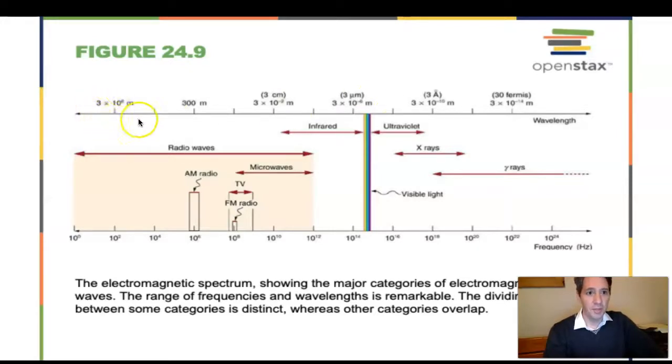This is showing us from very large wavelengths. You can see these are meters and kilometers long, but have a very low frequency, all the way down to very small wavelengths. This is on the order of the size of a nucleus of an atom, and therefore has a much higher frequency. And that relationship comes from the fact that the speed of the wave is equal to the wavelength times the frequency. So if the speed of the wave is constant, which it is, then as I increase the frequency, the wavelength has to get smaller.